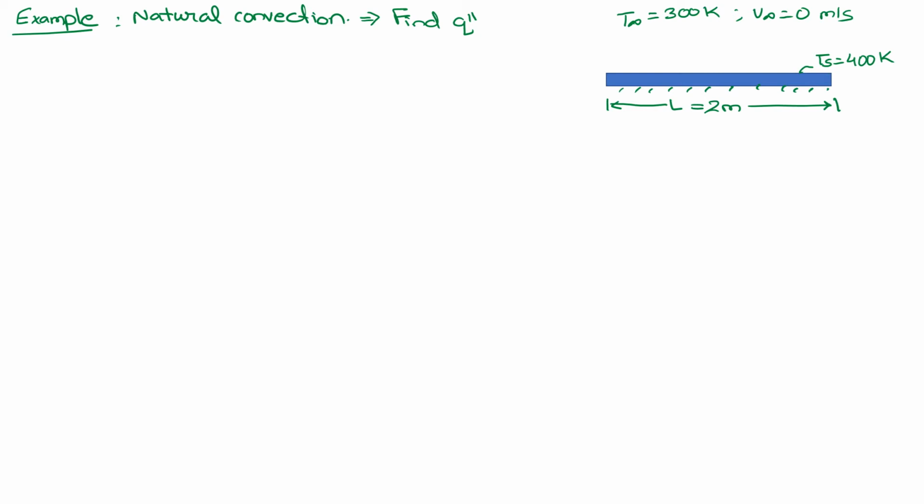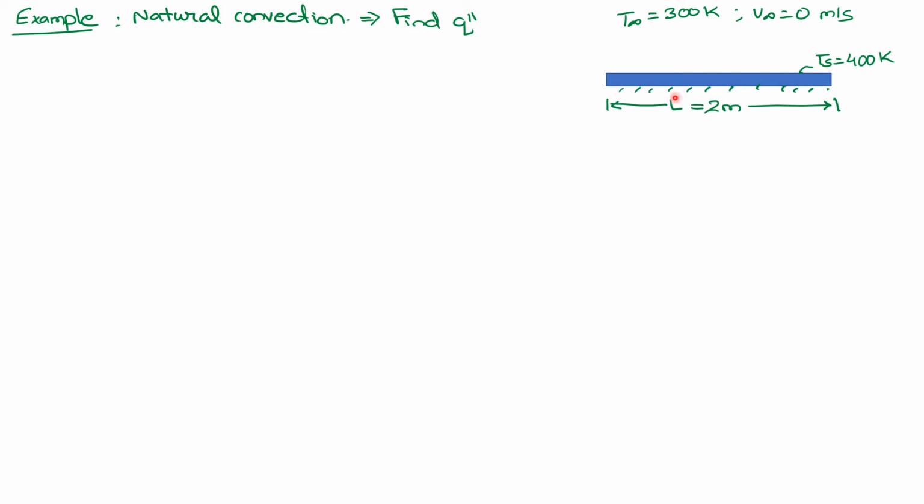Okay, so let's do an example on natural convection. Let's say we have a flat plate. Let's take a simple flat plate, and its surface, the upper surface of the flat plate is at a temperature of 400 Kelvin, and the air surrounding it is at 300 Kelvin. Note that the air is stagnant, so it's not moving. So U infinity is 0 meters per second. And let's assume that the plate is 2 meters long, and it runs infinitely into the page.